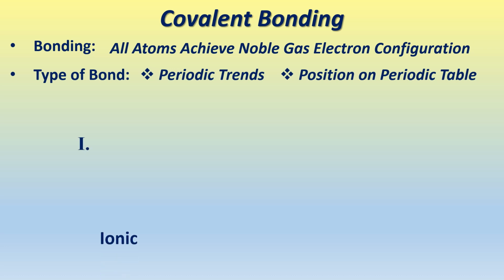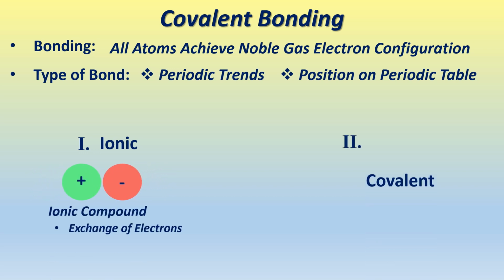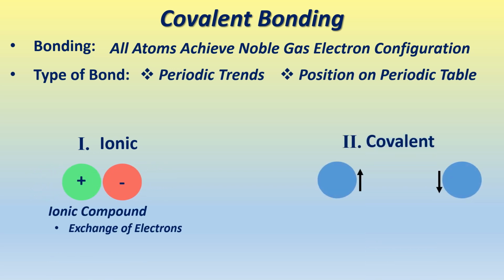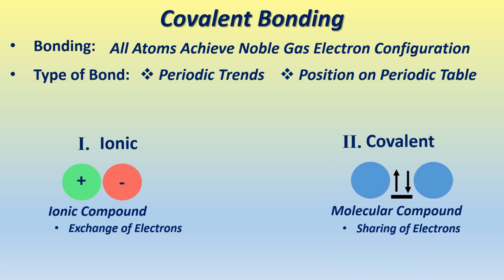For review, ionic bonding involves cations giving up electrons to negative anions and the positives and negatives attracting each other. Covalent bonding, on the other hand, involves the sharing of electrons to form molecules. Again, these are the extremes. In reality, there's a gradient between the two of them.